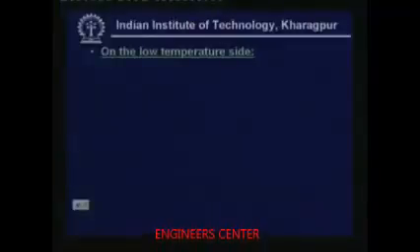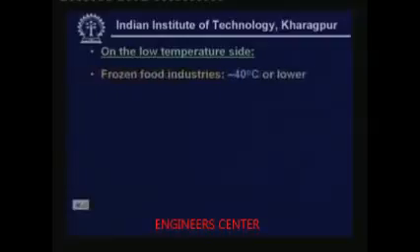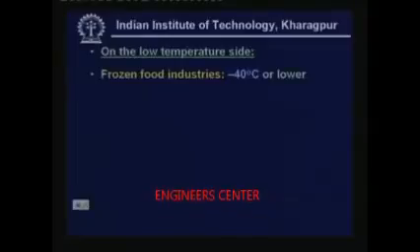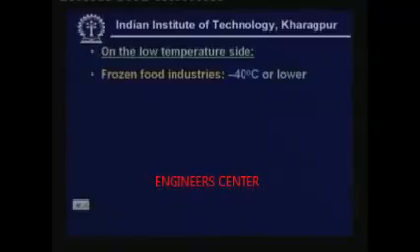For example, on the low temperature side, let me give some examples where we can encounter very low evaporator temperatures. For example, in frozen food industries, the required temperatures can be as low as minus 40 degrees centigrade or lower. Typically you have to freeze food products, and if you are talking about quick freezing also, you require very low temperatures of the order of minus 40 or minus 50.